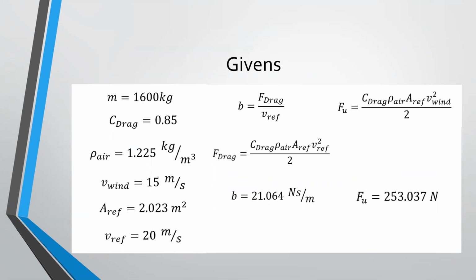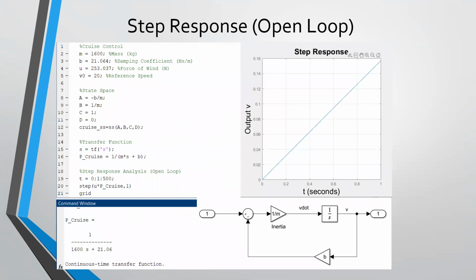After calculations, we have a damping coefficient of 21.064 Newton seconds per meter, and a force of wind gust of 253.037 newtons. With our parameters known, we can analyze the open loop step response using MATLAB. The open loop step response is the result of the system if no corrective force acts on the system. Our open loop response indicates a linear increase in velocity reduction. In order to correct this, we must implement a controller.